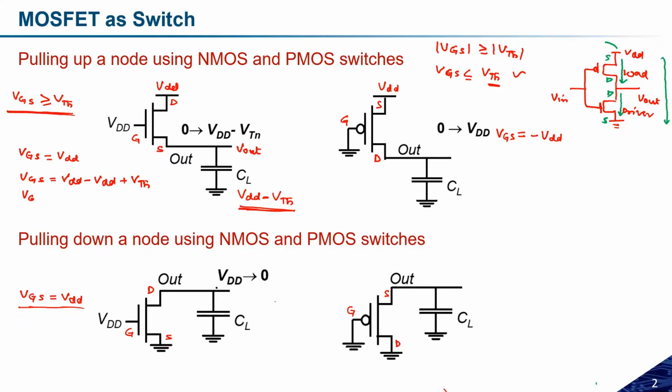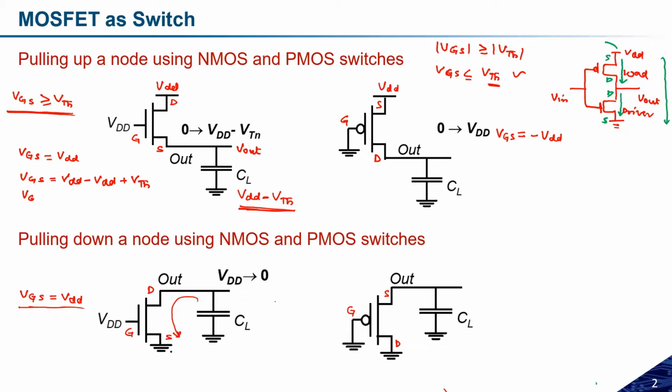Initially it was charged to VDD, and if this NMOS transistor is activated, the charge will be discharged through this path, through this transistor only, and it will completely discharge to zero. The charging and discharging voltage will not affect the activation of this NMOS transistor, because the VGS across it will always be VDD. It does not depend on the potential at the load capacitance, so it will completely discharge.